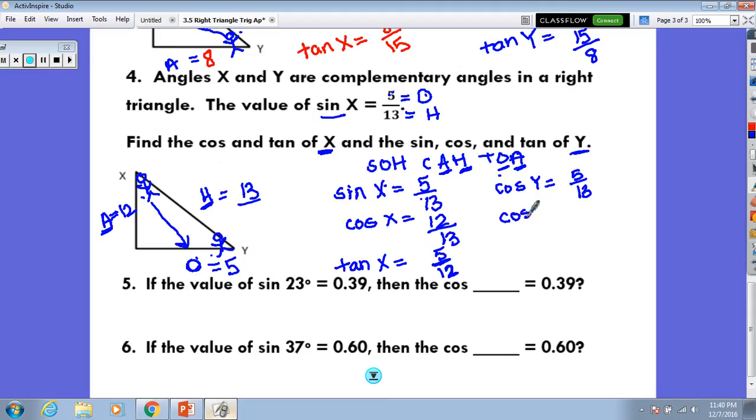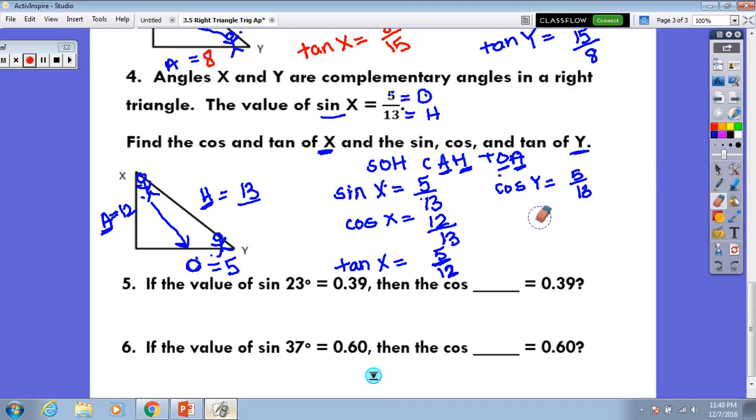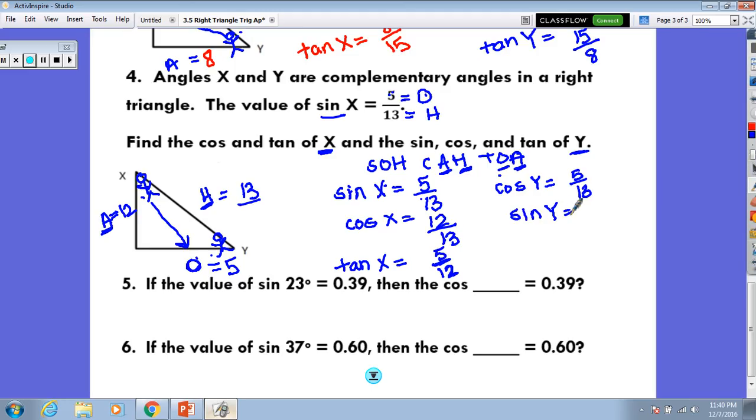The cosine, I'm sorry, we just did the cosine. The sine of y should be the same as the cosine that I had here. Sine and cosine of complementary angles should be the same. So 12 over 13. And then the tangent of y, tangent is equal to opposite, which would be 12, over adjacent, which would be 5.